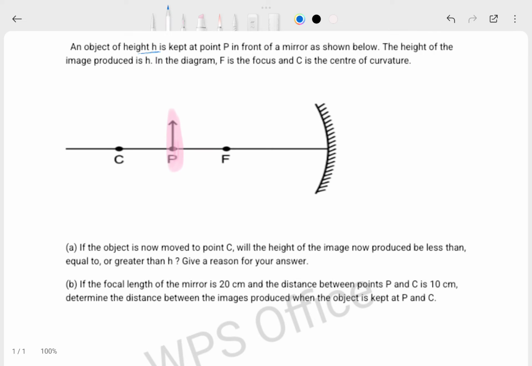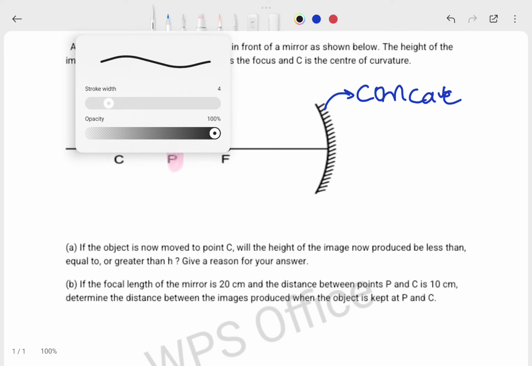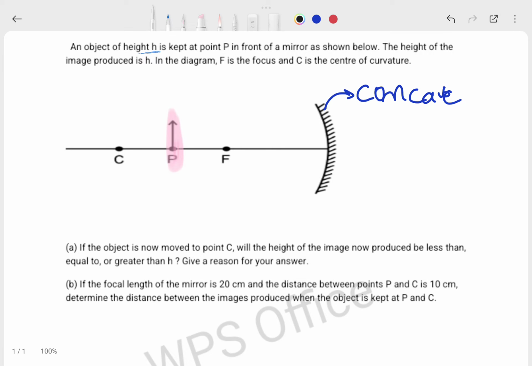Height is h. It is kept at point P in front of a mirror. Now, first of all, which mirror is this? We can see that the outer surface is polished, hence this mirror is concave in nature. Now, the height of the image produced is h dash.